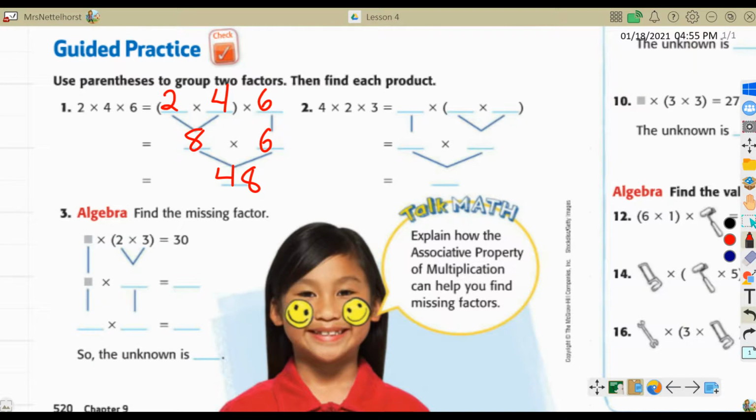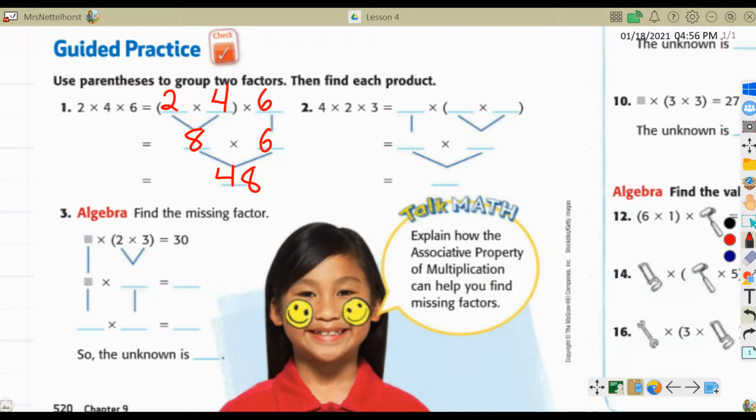Do the same thing for number 2, but they've grouped the numbers. Well, it's not the same numbers as number 1. But in number 2, they put the parentheses around the second 2 numbers. So go ahead and fill in the numbers, do your multiplication, and unpause your video once you have your product. Go ahead and pause.